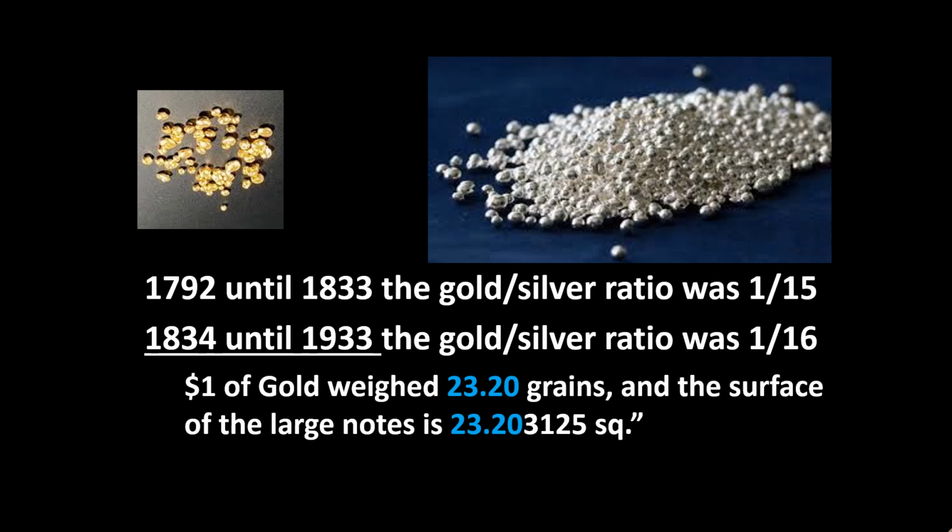And the 16:1 ratio is also hidden in the occult paper design. It was shown previously the area of one large note is 23.203125 square inches. And if this were grains of gold, it would be equal to $1. 16 of these notes equal 371.25 square inches. And if instead of inches were grains of silver, that would equal $1.